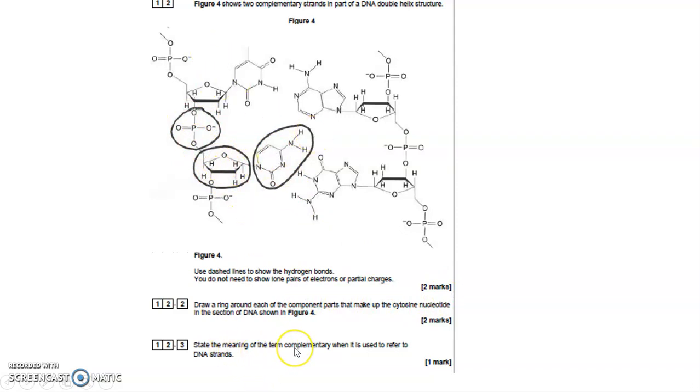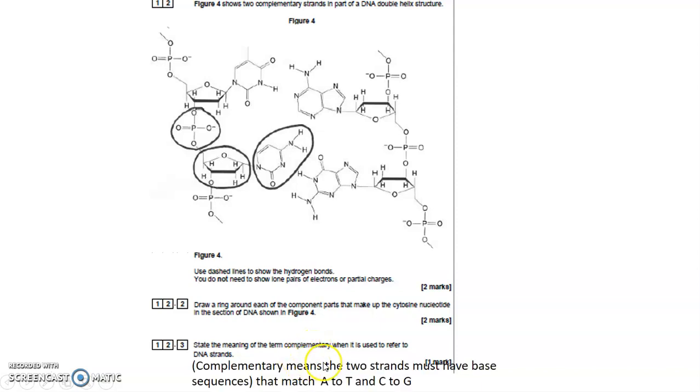State the meaning of the term complementary when it's used to refer to DNA strands. It basically means that the 2 bases are complementary. Adenine bonds to thymine and cytosine bonds to guanine.